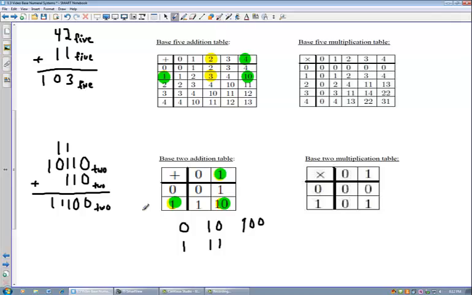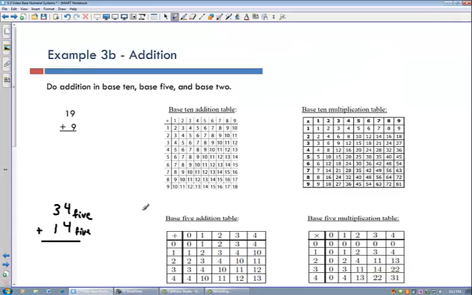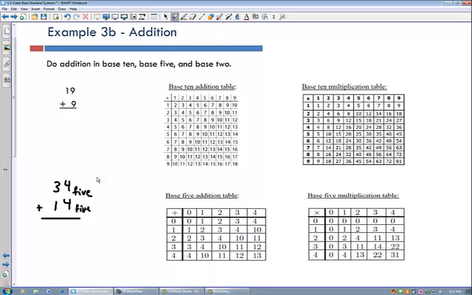All right, let's look at another example of adding base 5 and base 2. And so here we have 19 plus 9. And so I know I can use this base 10 addition table when I add. And again, I have this basically internalized. I know 9 plus 9 is 18, but I could look here. 9 plus 9 is 18. And I write an 8 here, and I carry a 1. And 1 plus 1 is 2. So I get this 28.